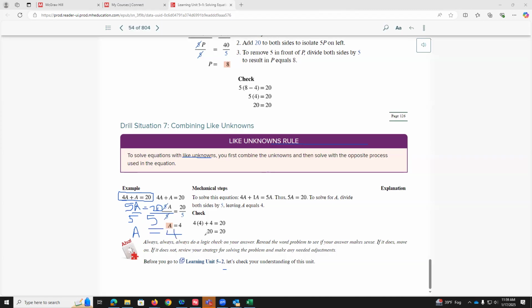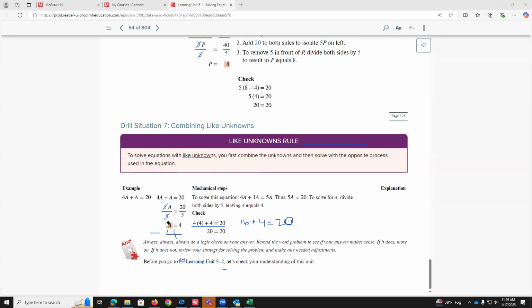And we can definitely go back and check that by putting that 4 in our original equation. And they've got the example of it here. 4 times 4 plus 4 equals 20. And the way we work that is 4 times 4 is 16 plus 4 equals 20. And that is true. So we've done it. We did one more equation.